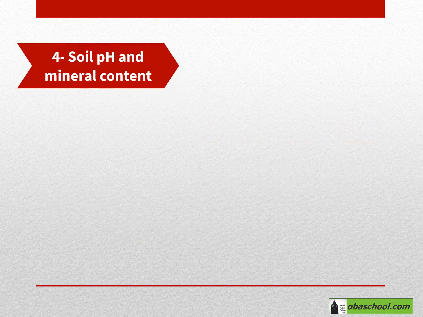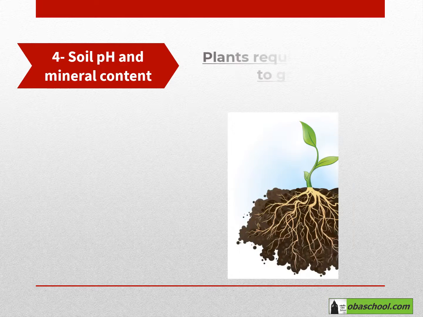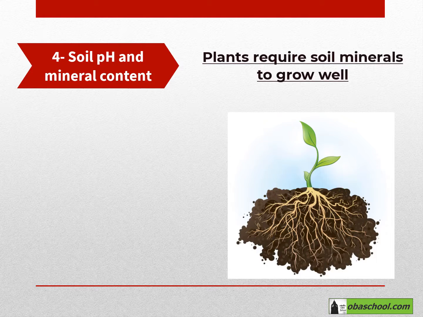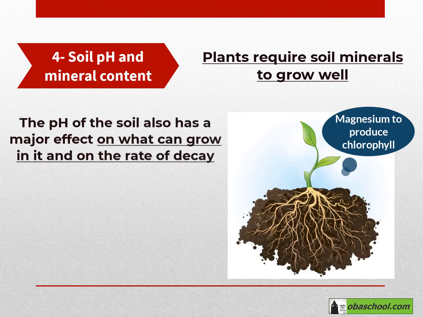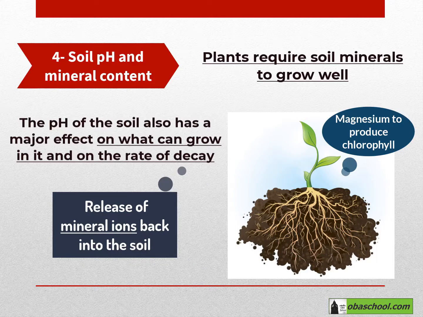In addition to this, soil pH and mineral content are also abiotic factors that affect community. Well, many plants require high levels of soil minerals in order to grow well. An example of this is magnesium, which is required to produce chlorophyll. And the pH of the soil also has a major effect on what can grow in it, and on the rate of decay, and therefore on the release of mineral ions back into the soil.